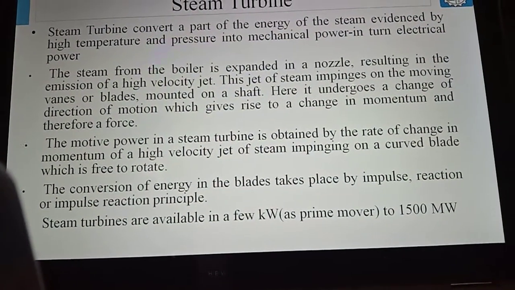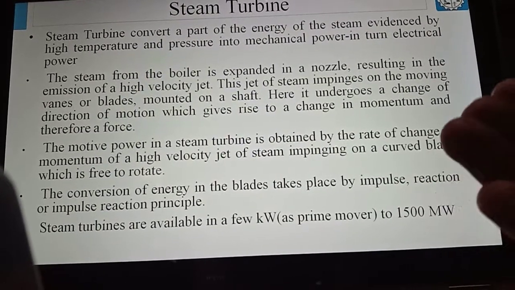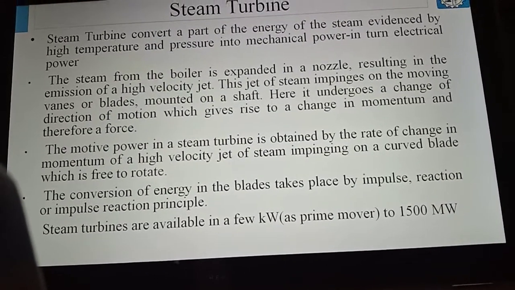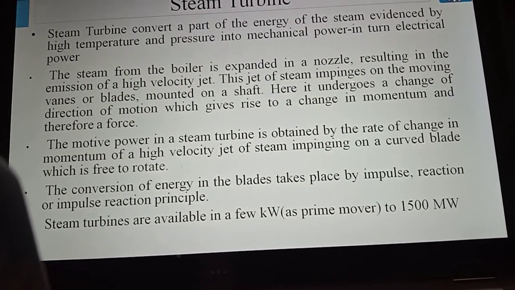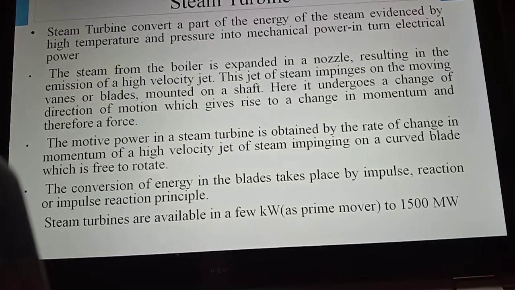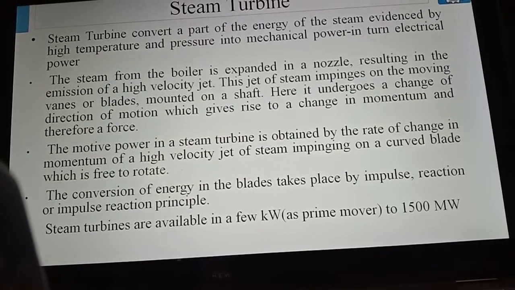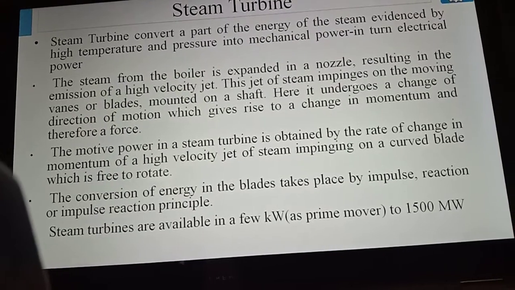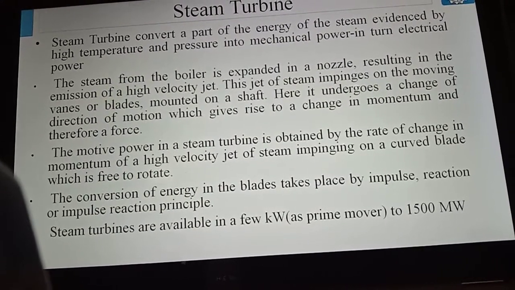A steam turbine converts a part of the energy of steam at high temperature and high pressure into mechanical power, in turn electrical power. So class, steam turbines are available from kilowatts to almost 1500 megawatts. The conversion of energy in the blades takes place by impulse or reaction principle.